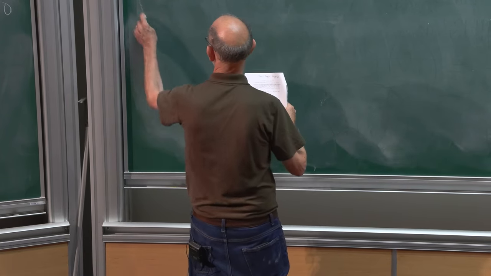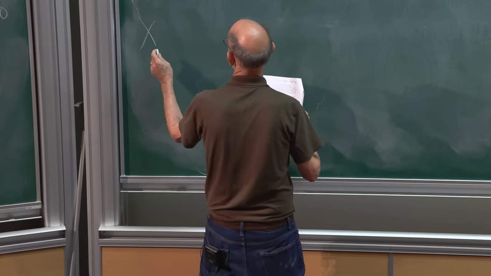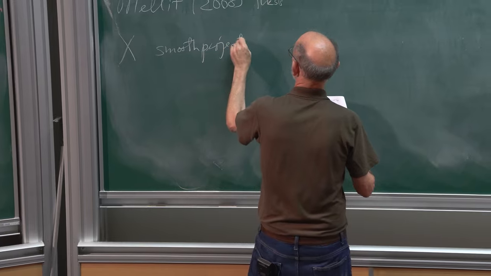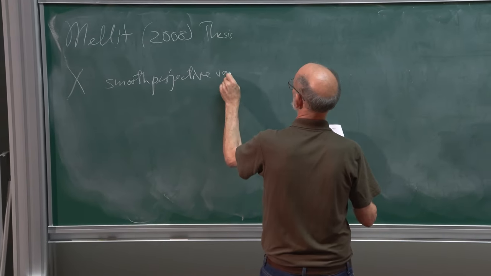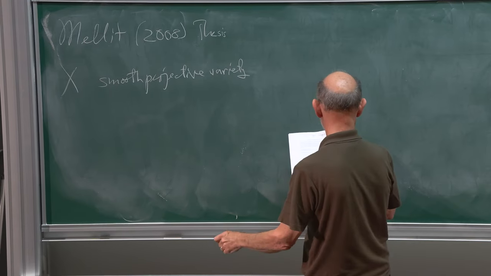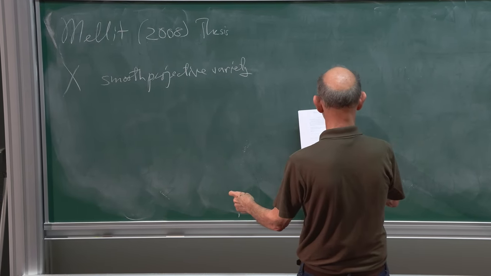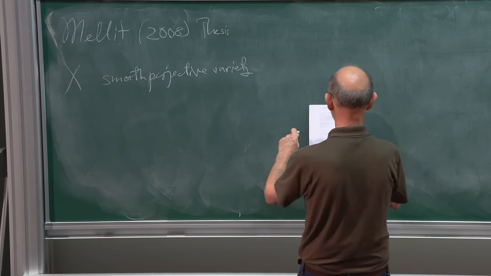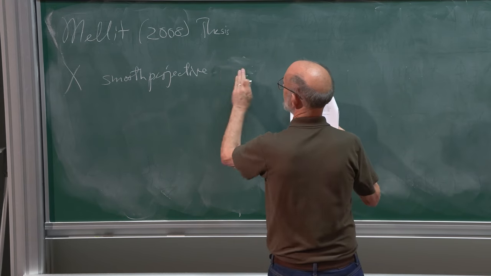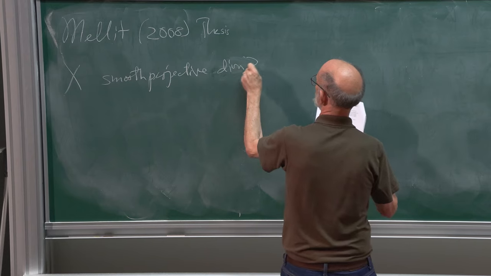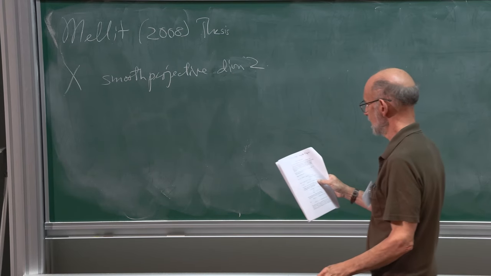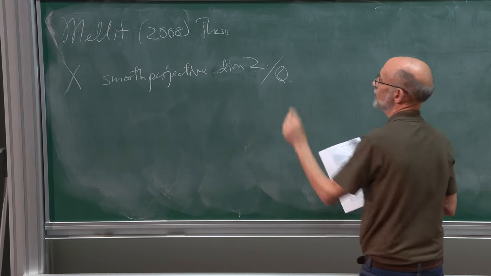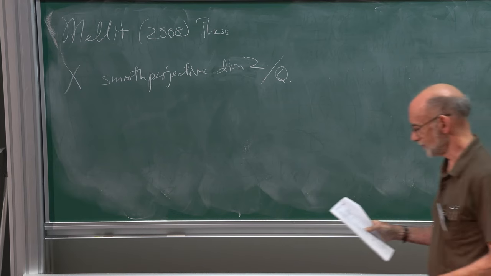I'm going to give myself X, which would be a nice, smooth, projective variety, dimension, whatever. Let's make life simple: smooth, projective, dimension 2, a surface. Over what? Over Q. Well, over a number field, but all number fields are called Q, because it's late in the day.